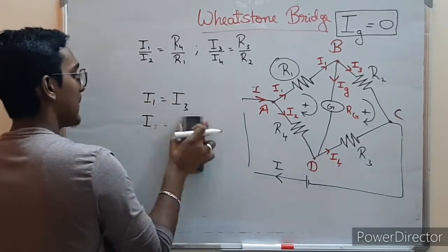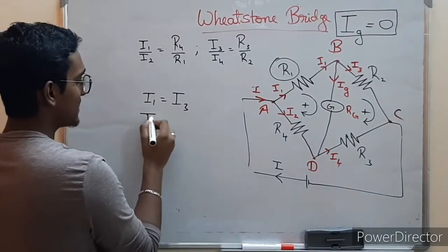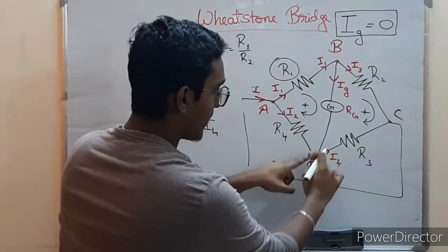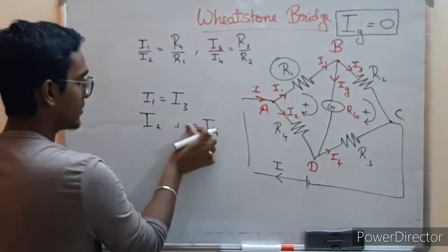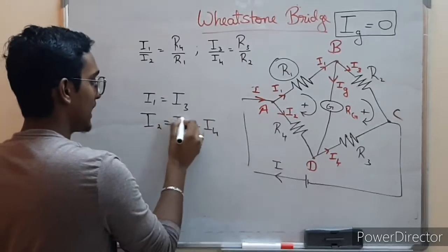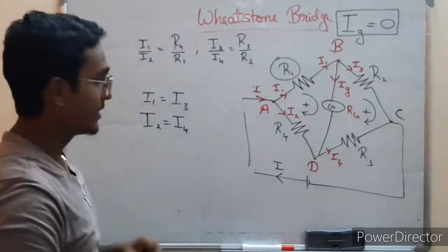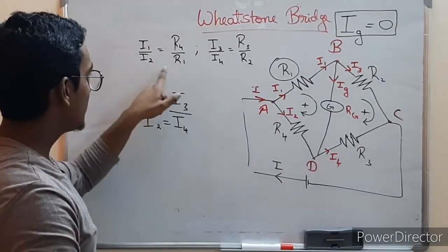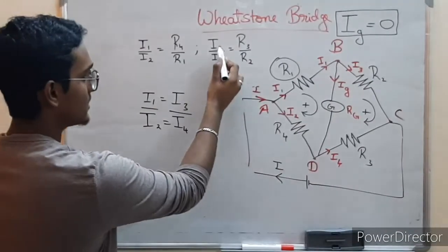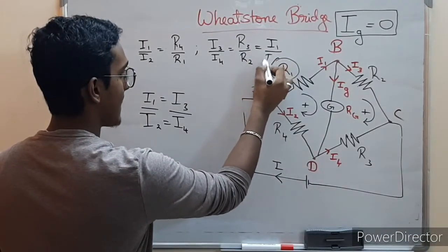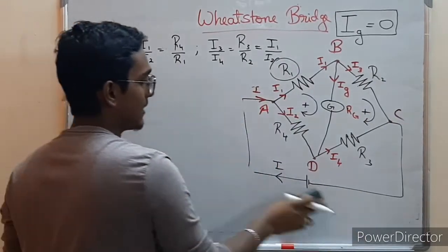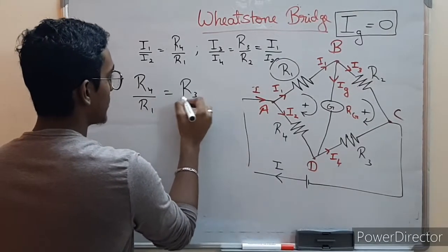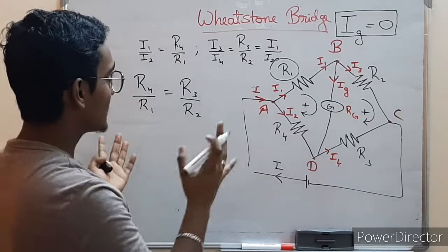No, sorry. Well, basically it does not matter, but still, I2 plus Ig equal to I4. These two combine to give the end result. Again, Ig equal to 0, so you get I2 equals I4. So from this, I3 by I4 is same as I1 by I2. So these two are also equal. This is equal to I1 by I2 as well. So from these two results, we can come to the conclusion that R4 by R1 equals R3 by R2. So this is the Wheatstone law.